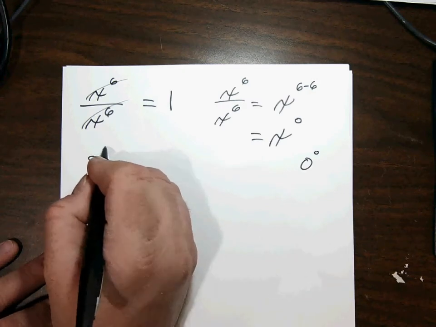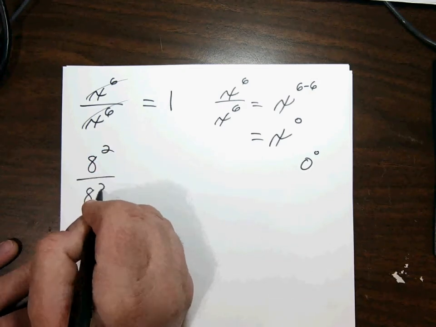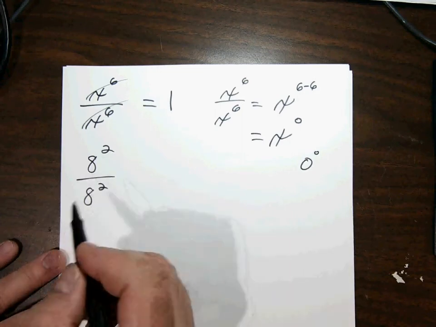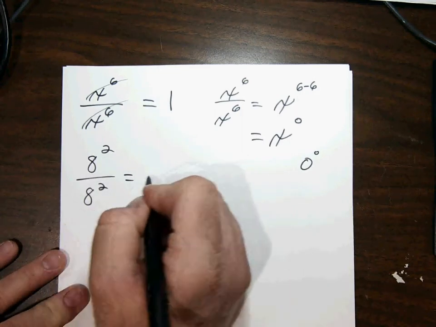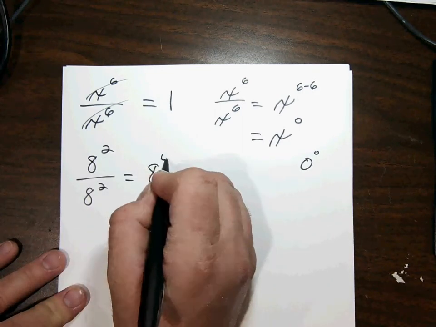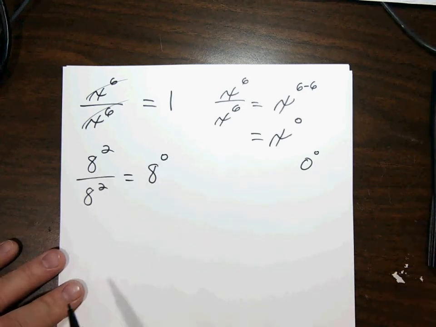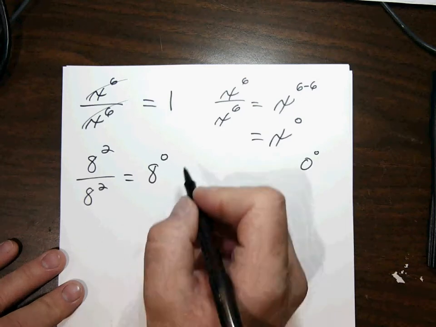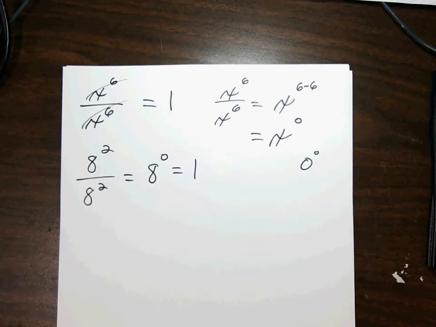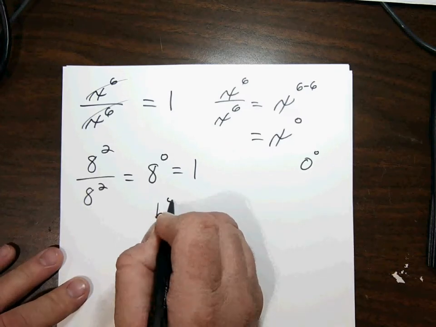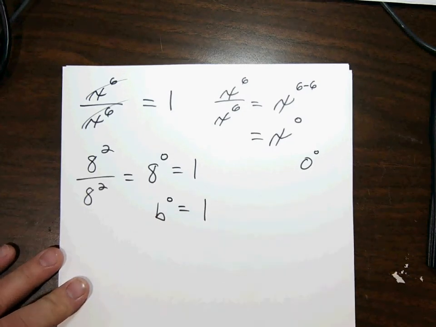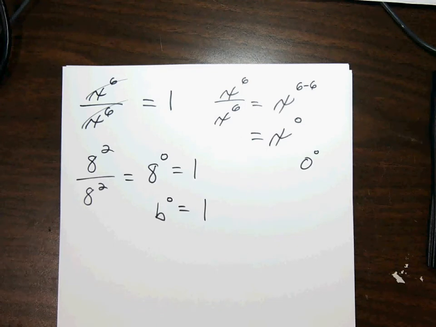But any other number, okay, maybe the x's make it look harder. Let's say 8 squared divided by 8 squared, okay? We cancel. We know they divide into a 1, but if I follow my rules, that should be 8 to the power of 0. Bust out your calculator and convince yourself. 8 to the 0 power, you'll see you get a 1. So any number b, with the exception of 0 itself, to the power of 0 becomes a 1.